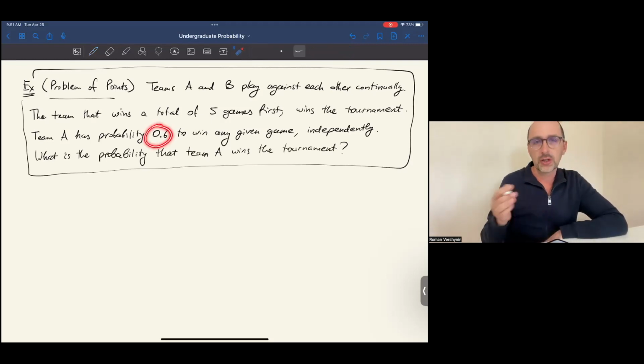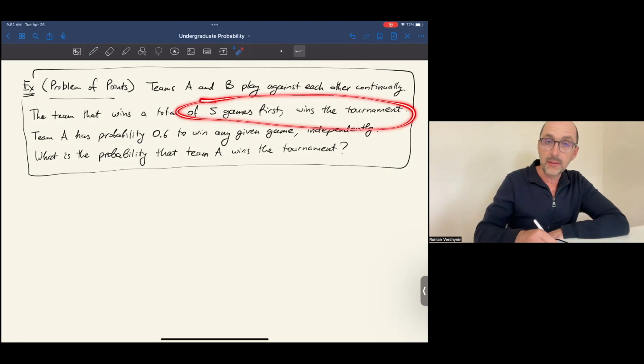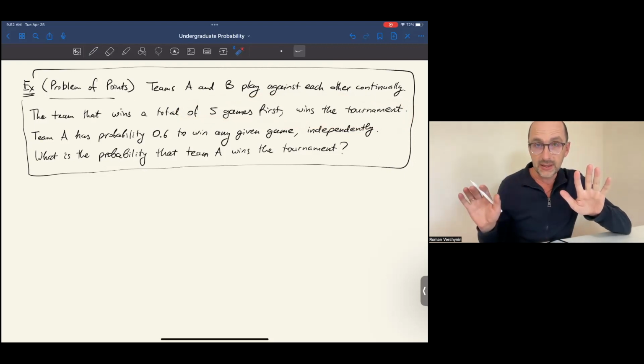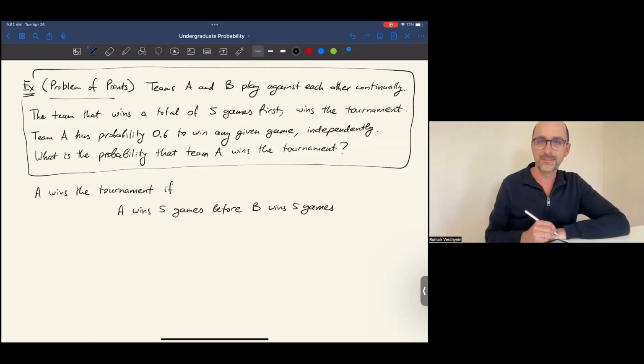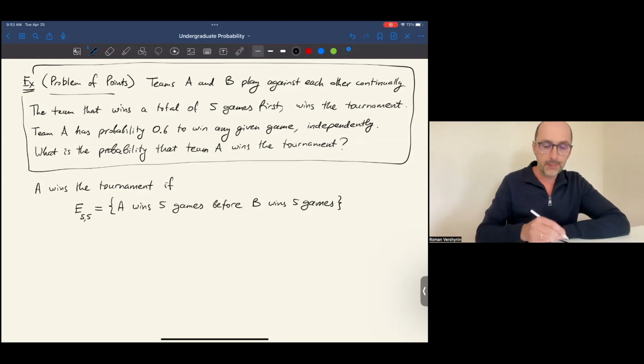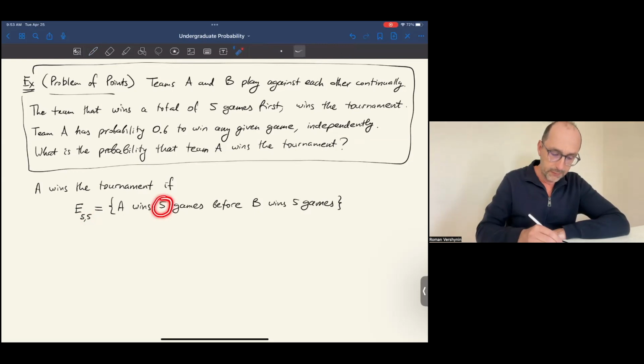Team A is slightly stronger, so this probability should be bigger than 1/2. Let's find out the exact value. By the rules of this game, Team A wins the tournament if, and only if, Team A wins 5 games before B does. Let's denote this event by E55. Subscript 55 is a reminder that A needs to win 5 games before B wins 5 games.